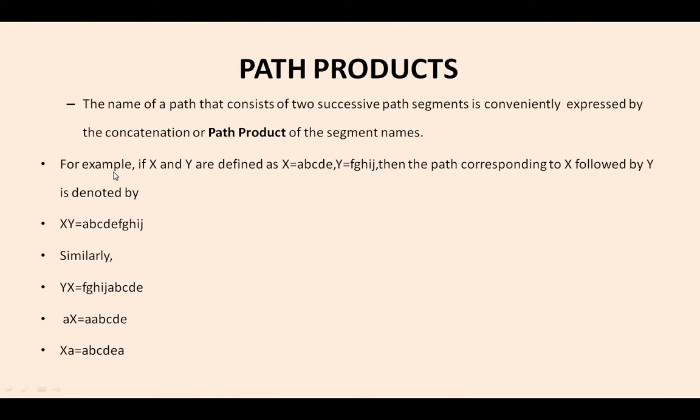What are the examples for this? If x is ABCDE and y is FGHIJ, then the path corresponding to xy can be denoted as ABCDE FGHIJ. Similarly, yx means FGHIJ ABCDE. In the same manner, Ax means AABCDE, and xA means ABCDEA. Like that, you can add more to that path product. So we can concatenate anything, and that is treated as a path product. The path segments that can be concatenated are often regarded as path products. So these are the examples.